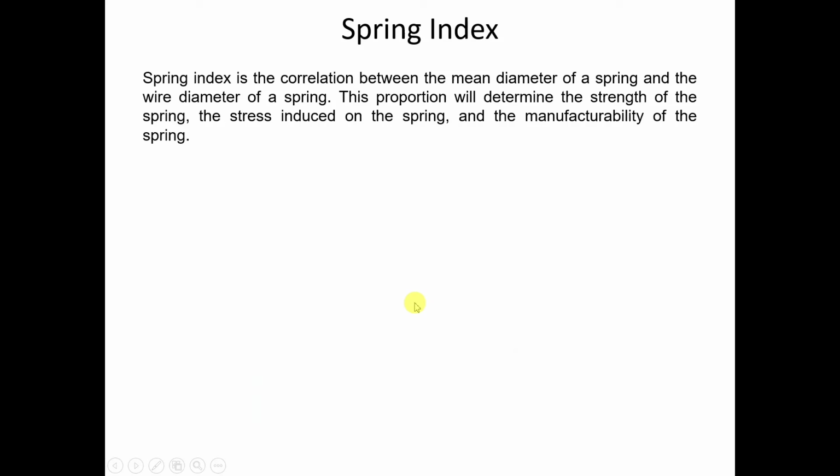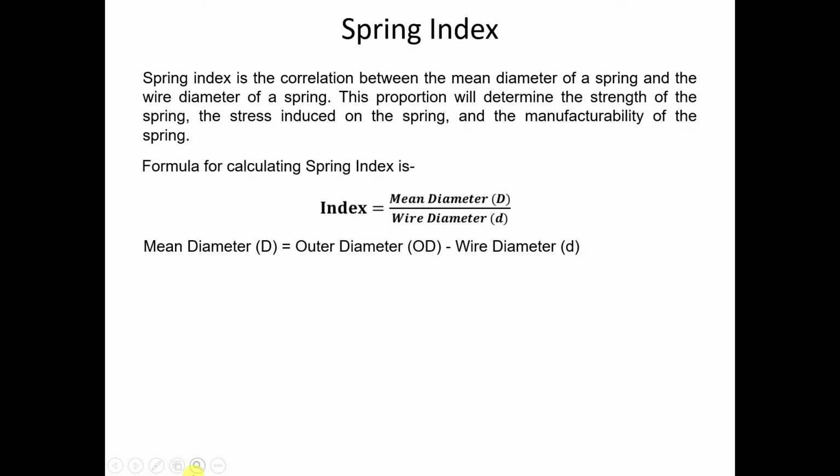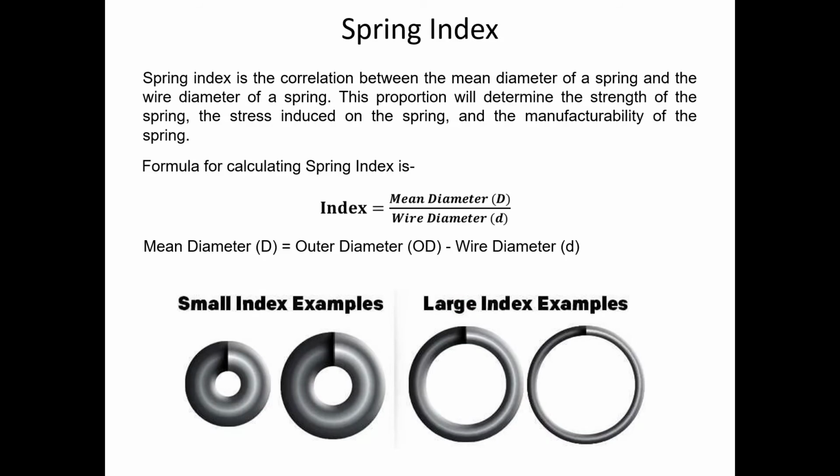Spring index. Spring index is the correlation between the mean diameter of a spring and the wire diameter of a spring. This proportion will determine the strain of the spring, the stresses induced on the spring, and the manufacturability of the spring. So spring index is basically the ratio of the mean diameter of the spring to the wire diameter of the spring. For example, this represents the small index and this represents the large index.